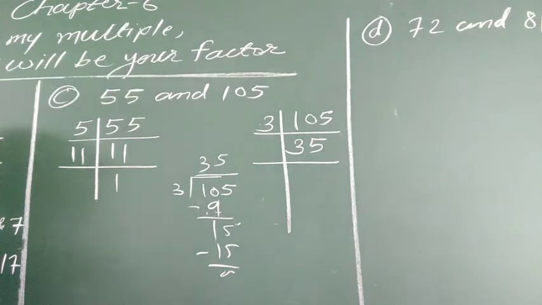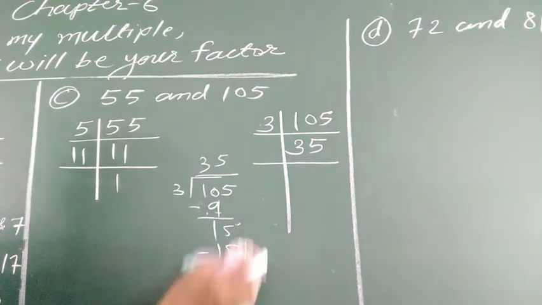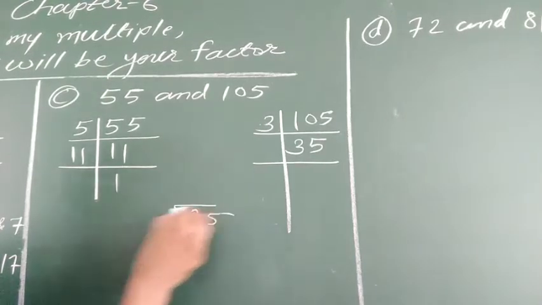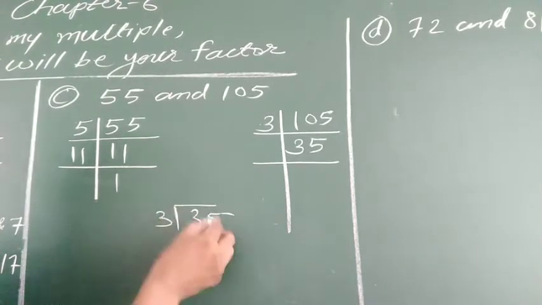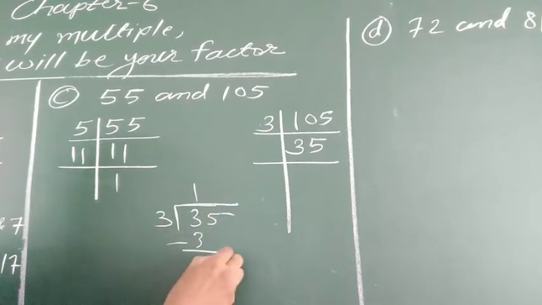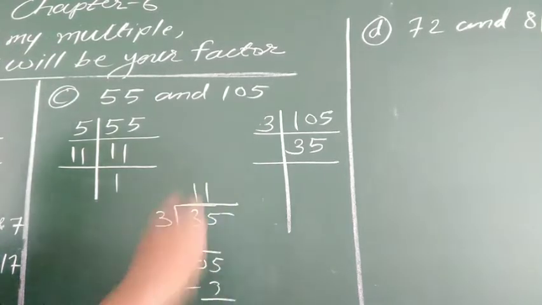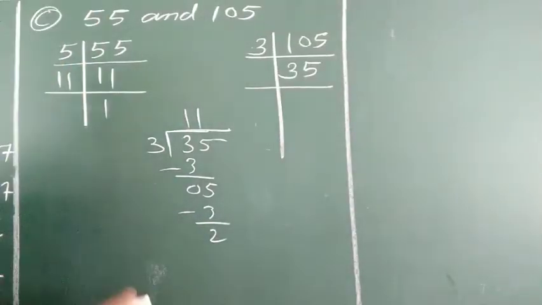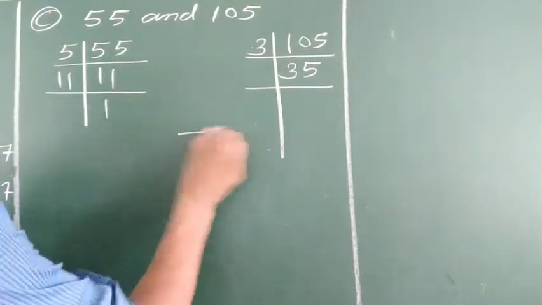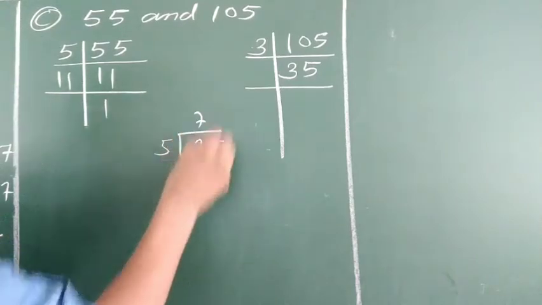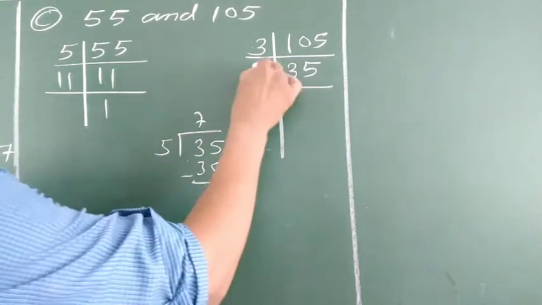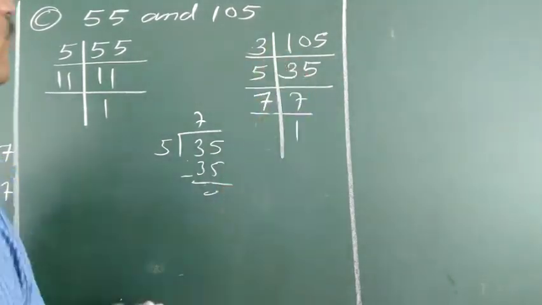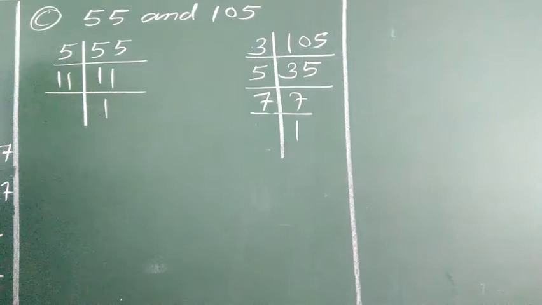35. Okay. Then see, it is 35 by 5. Again you can divide, try with 3. 3 1s are 3. It is not exactly divisible because the remainder is 2 here, not 0. So we will try with the next number, that is 5. 5 7s are 35. See, it will be 7. It will be 7. It is 1. Okay.